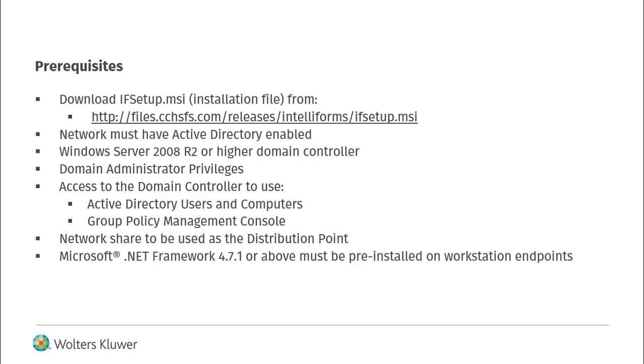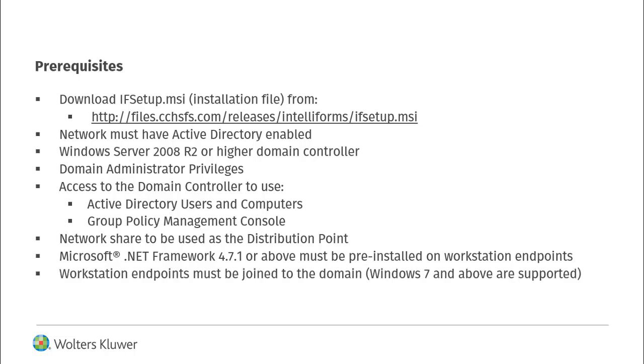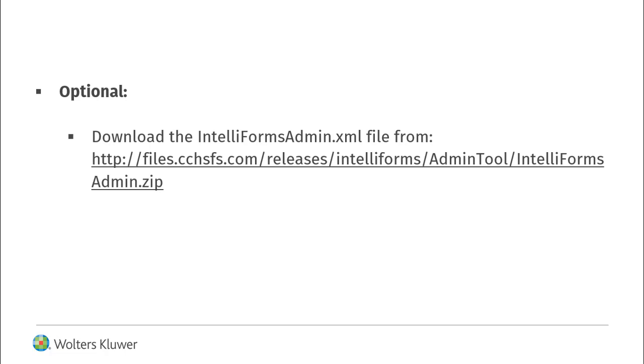Microsoft .NET Framework 4.7.1 or above must be pre-installed on workstation endpoints. Workstation endpoints must be joined to the domain. Windows 7 and above are supported. And there must be domain user accounts to assist you with testing. Note, if you want CCH IntelliForms to save to a location, such as a network share, other than the default location on the workstation C drive, or to deploy proxy settings, it is highly recommended to download the IntelliForms admin.xml file from the address shown on your screen.